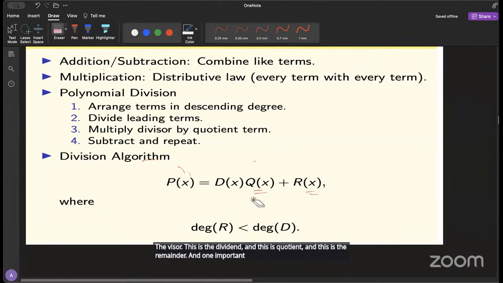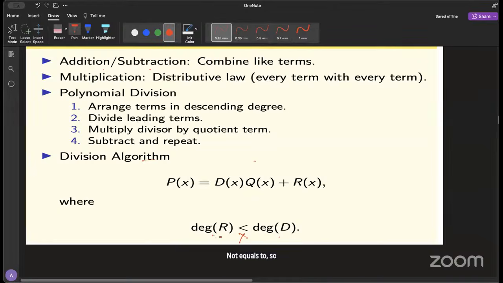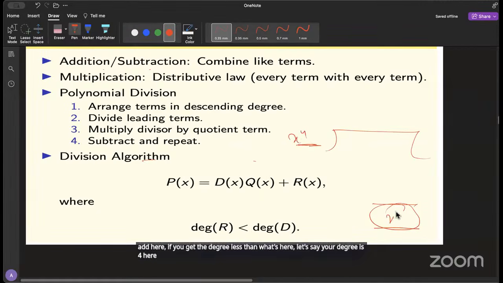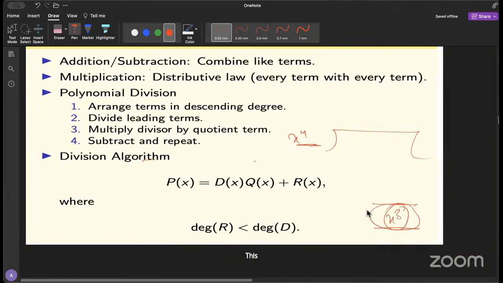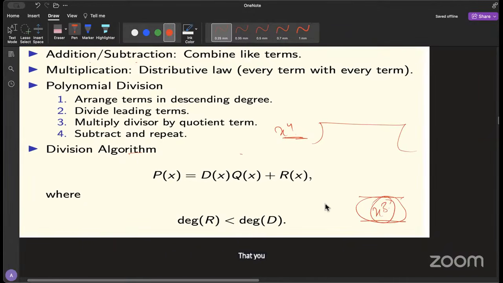And one important thing to note here is that the degree of the remainder has to be strictly less than, not equal to. So these two degrees cannot be equal. The degree of the remainder is strictly less than the degree of your divisor. And that's when you stop. So this is a hint when you're dividing: if you get a degree less than the divisor's, let's say your divisor's degree is 4 and now you've got an x cube, this means that you should stop here. This is how you know that we've gotten our remainder and we should not go any further, right?